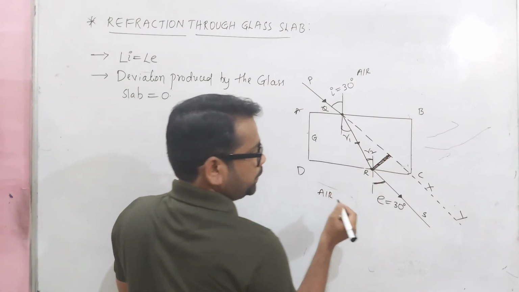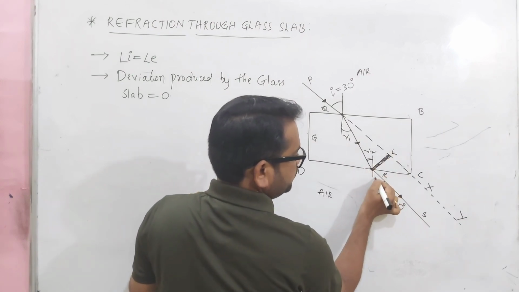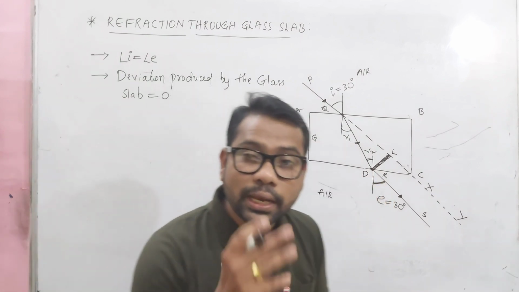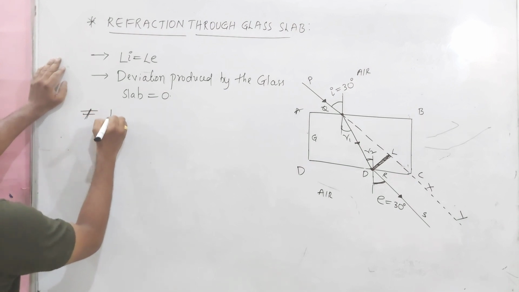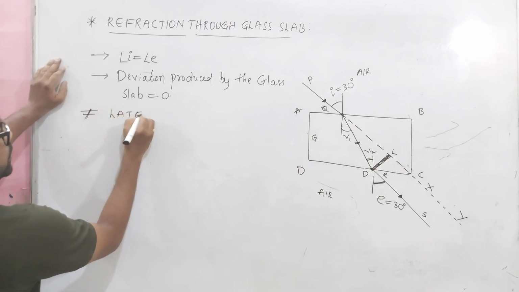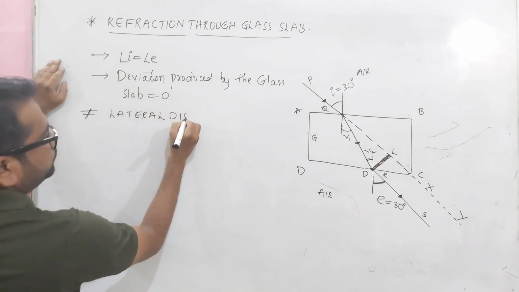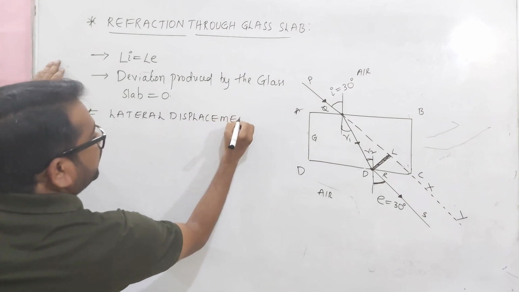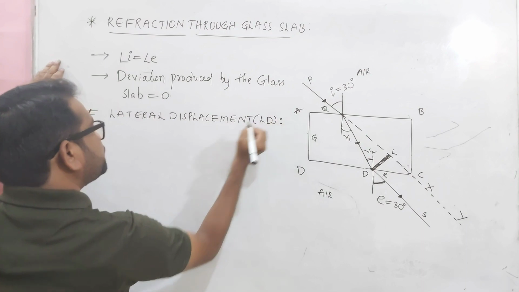Let me represent this perpendicular distance with LD. What is this LD called? It is called lateral displacement. Children, next very important thing is lateral displacement. From the examination point of view, what is lateral displacement, and on which factors does it depend?